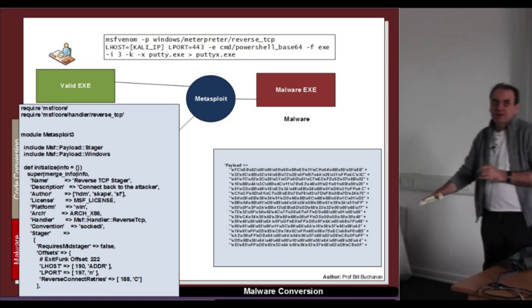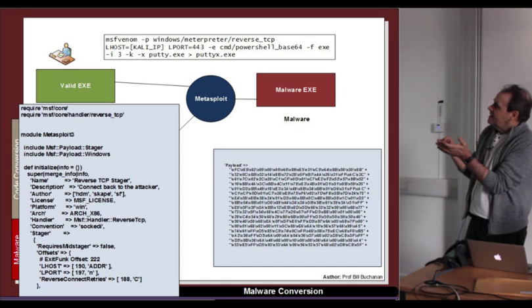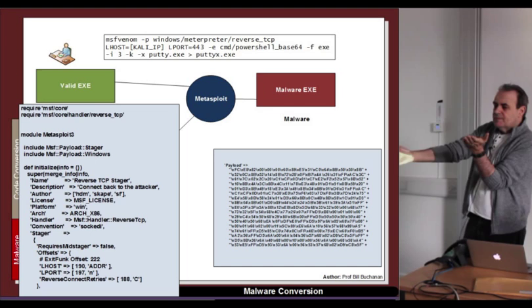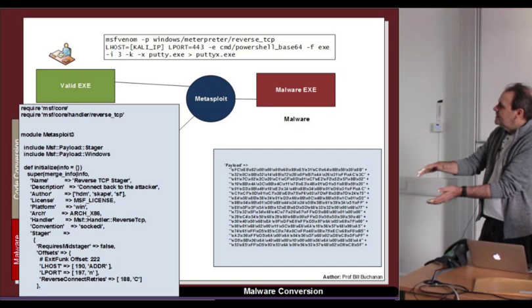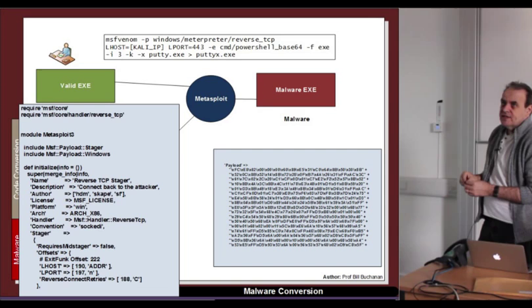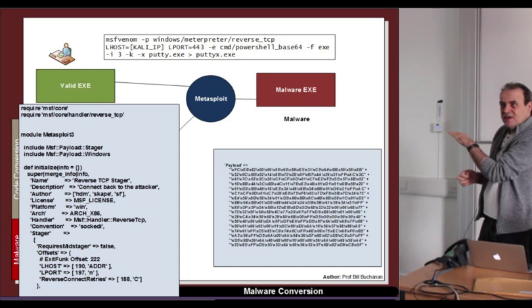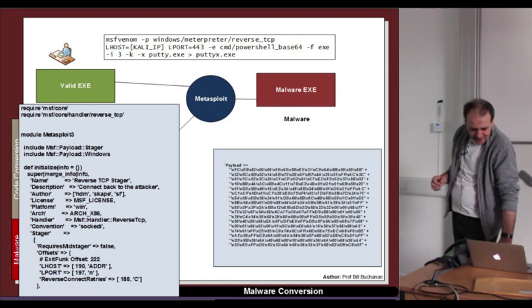What happens is that MSF Venom will find a point in the program where there's a jump to take it somewhere else. Rather than doing the jump, it will jump to this script here. This script is shell code that will run. After that, it goes back to where it would have gone normally in the program. So as far as the program is concerned, it doesn't know it's taken this extra jump because it's still going back to where it's meant to be going.